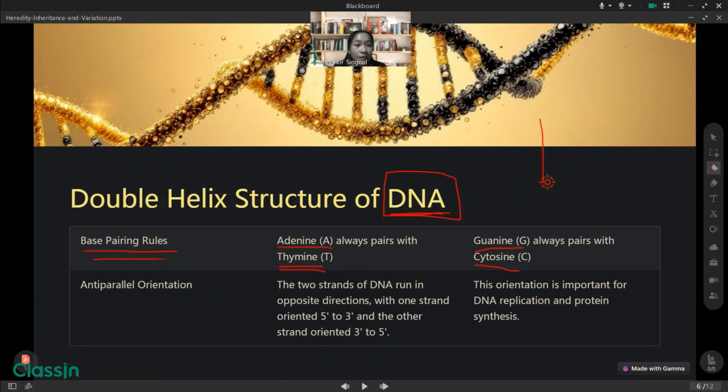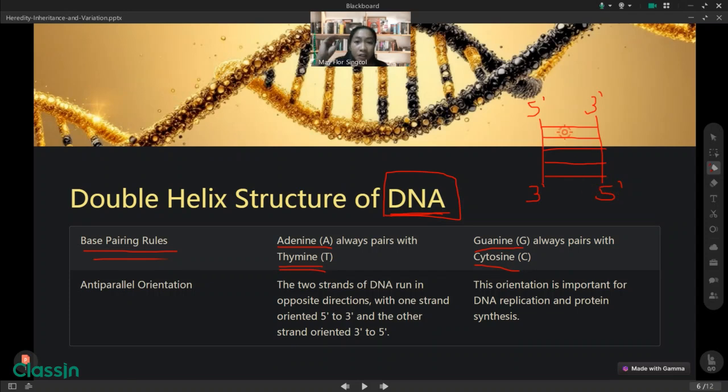Remember that our DNA has two strands with the nitrogenous bases. In this anti-parallel orientation, one strand has 5 here and 3 there, and the other has 3 here and 5 there. This orientation is important, and it is very important for DNA replication and protein synthesis.